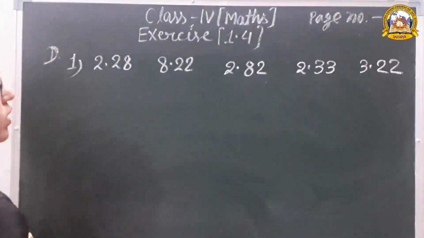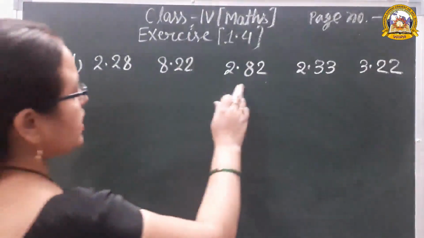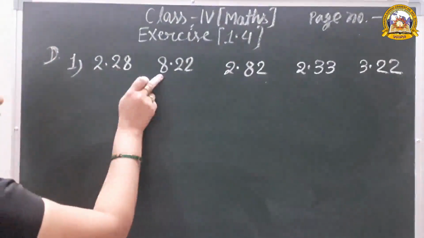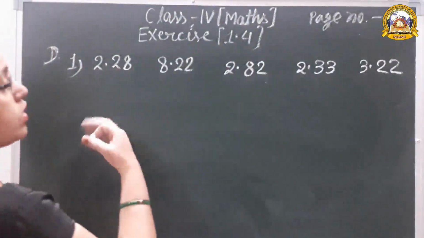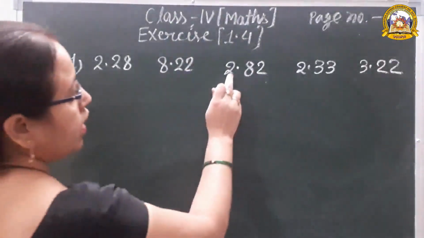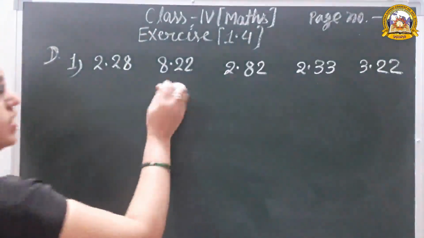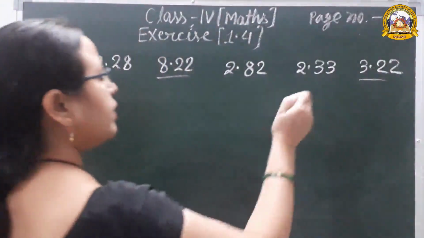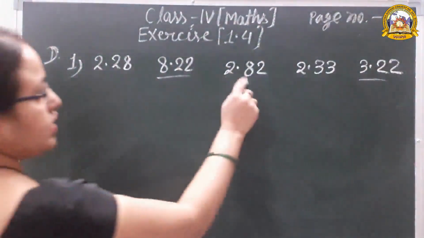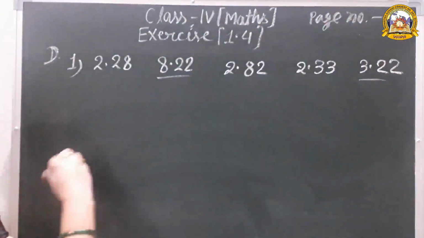Which one is the smaller? So first we see the whole part in every decimal number. Here is 2, 8. That is the biggest number, so skip it, because we are finding the smallest number. Then 2, 2 and 3. 3 is also skipped. This number and this number, इसको हम last में देखेंगे. We have the 3 numbers, this one and this one. We have to find out the smallest number among them.